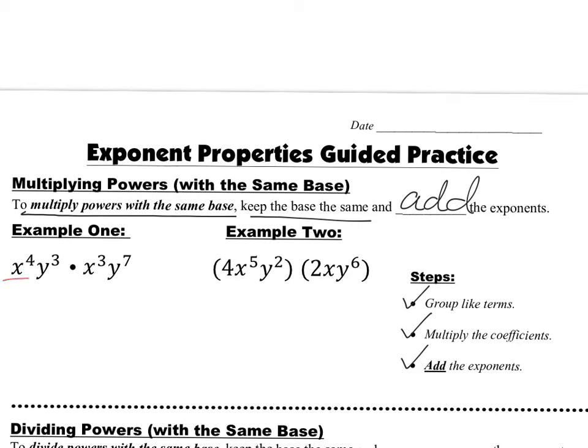So we have x to the fourth, and x to the third, and y to the third, and y to the seventh. So I'm going to go ahead and regroup those like terms. So x to the fourth times x to the third multiplied by y to the third times y to the seventh. So in this case, my coefficient is just 1. So we're just going to move on to the next step and add the exponents.